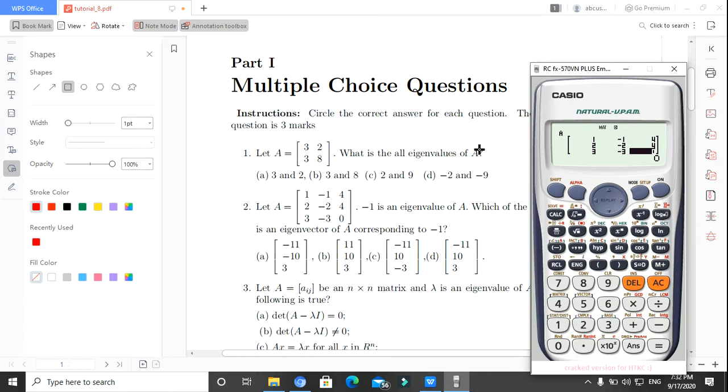Here I have just stored this matrix A on this calculator, and then we have to go Shift and then number 4, and here in number 2, the data. I'm just going to store this matrix in the first option.